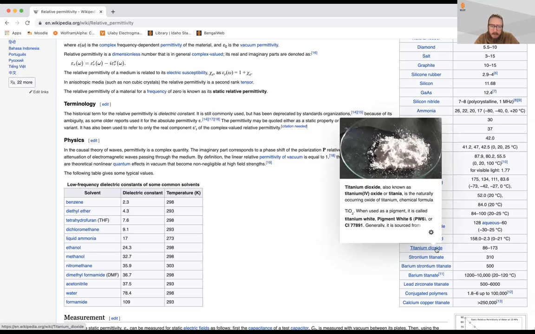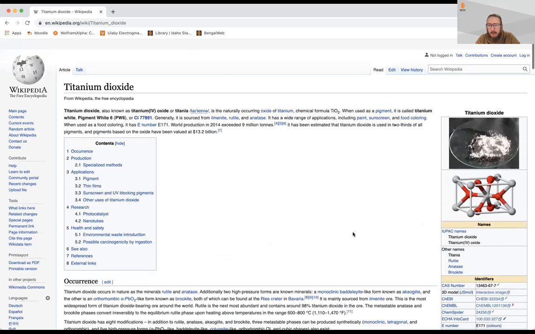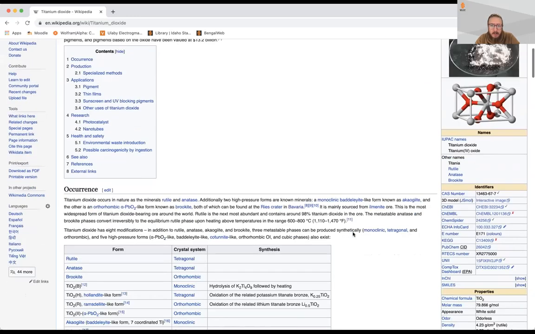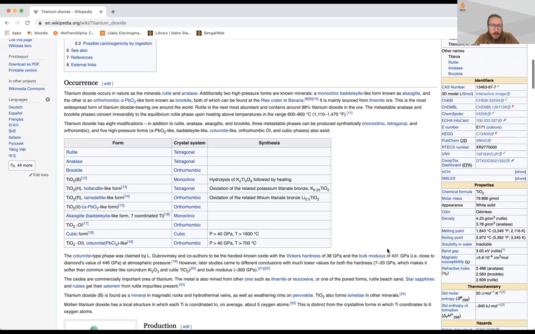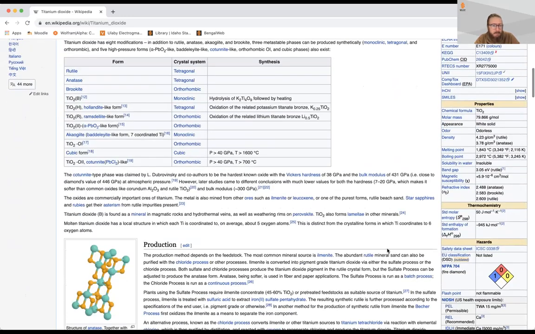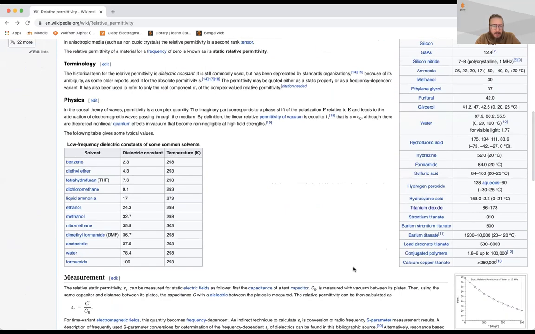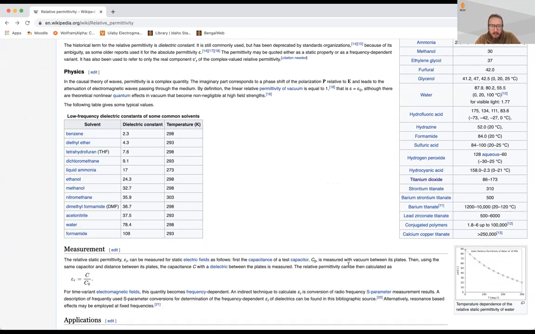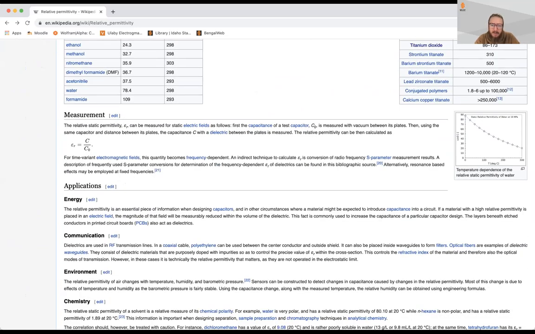As far as I understand, this is another whole field, high dielectric materials. A lot of times I think these are used in things like special types of ceramics or other materials. Anyways, that's a bit about dielectric constants. There's a lot more that could be said, but I'll refrain myself.